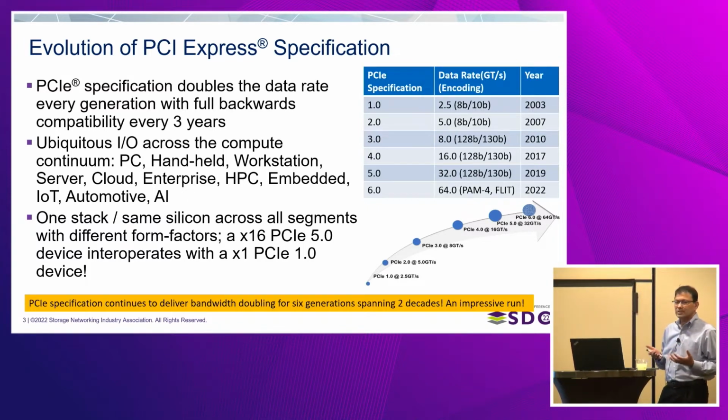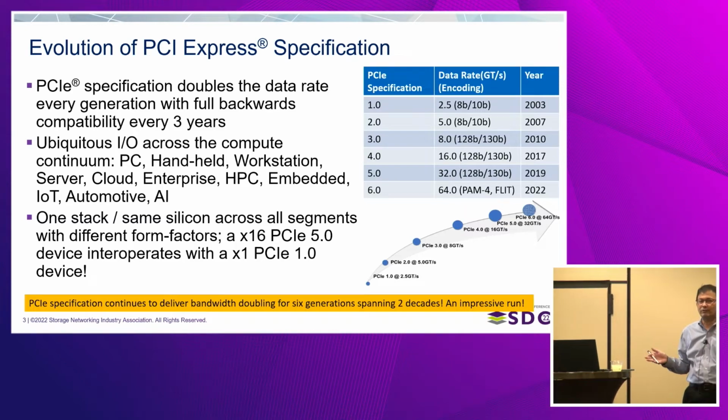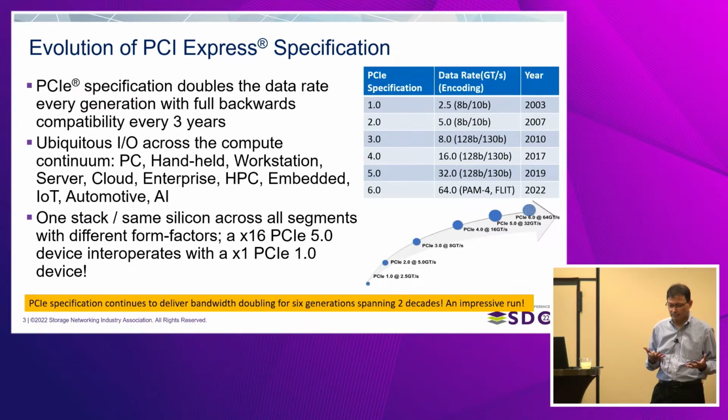PCI Express, as we all know, has become the ubiquitous I/O across all platforms, right? You can imagine it anywhere. It's the interconnect that connects everything. And of late, you will see that alternate protocols like Compute Express Link are using PCI Express as the fundamental infrastructure. It's one stack, one silicon that covers all the segments, but multiple form factors, as we will see. The promise of backwards compatibility is that you can take a x16 Gen 5 device, and it will interoperate with a x1 Gen 1 device, or vice versa. You can do any permutation, they will just interoperate.